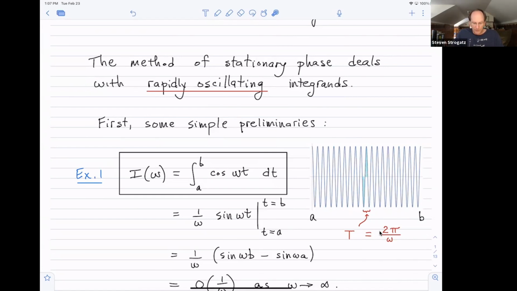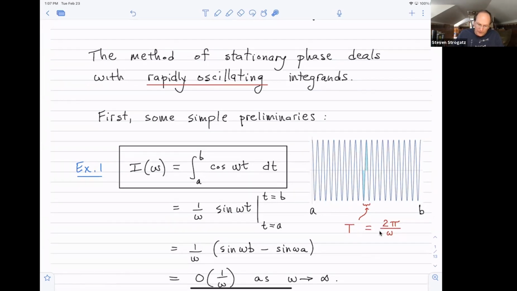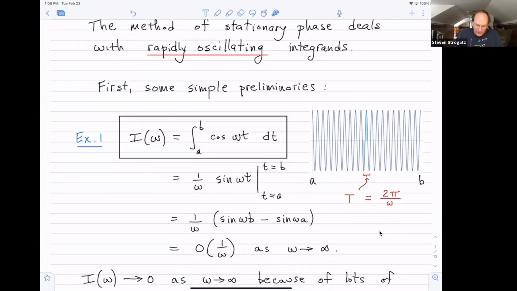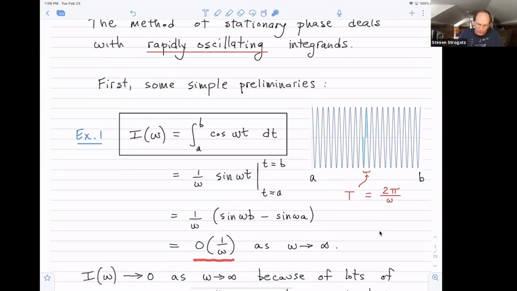And so you can see that when you evaluate the integral analytically, of course, we can do it exactly. It's just the integral of cosine. So we're getting 1 over omega sine omega t, and then evaluate it between these two endpoints, a and b, which are not necessarily any multiples of pi or anything like that. They could be any old points. You get this exact answer, 1 over omega, and then a difference of signs at the endpoints. And the key thing is that as omega goes to infinity, that integral is going to 0, like 1 over omega. It's big O of 1 over omega.